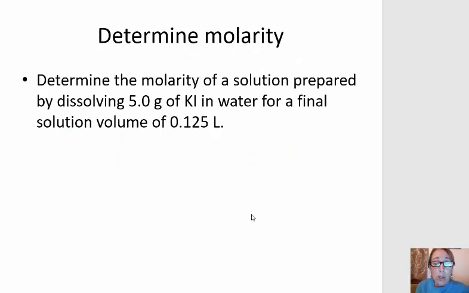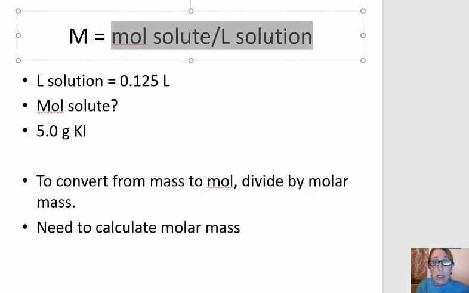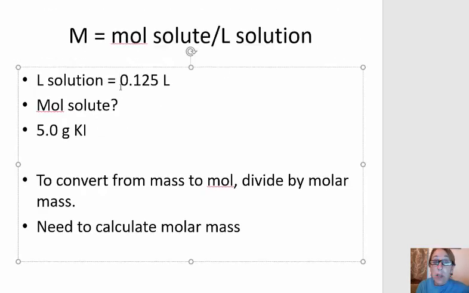Determine the molarity of a solution prepared by dissolving 5 grams of potassium iodide, or KI, in water for a final solution volume of 0.125 liters. So how do we solve that? Well, to solve for molarity, we need moles of solute and we need liters of solution. We're given the liters of solution, 0.125, but we're not given moles of solute. However, we are given the mass of solute in grams.